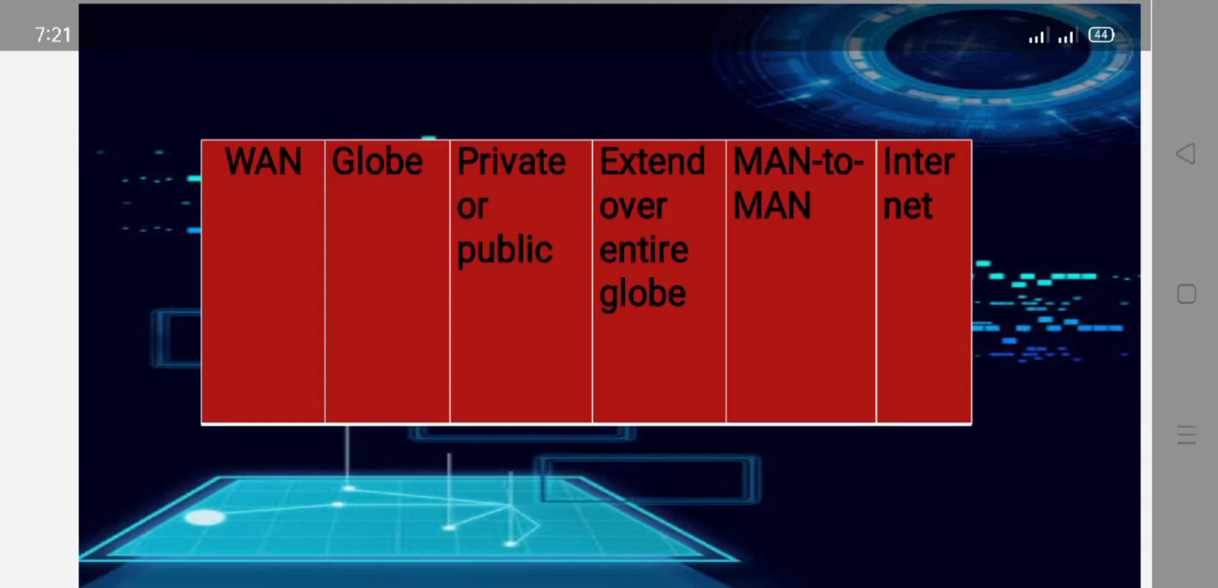And the last is the WAN. The size of the WAN is the globe. And the ownership is private or public. And the distance of the WAN extends over the entire globe. And the physical architecture is LAN to LAN, man-to-man. And the example is the internet. In a WAN, as long as you are connected to the internet, that's what we call a WAN. It is a wide area network.